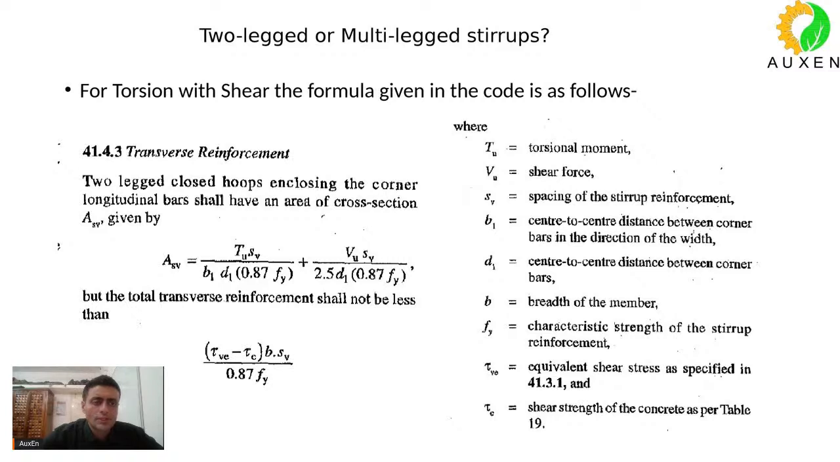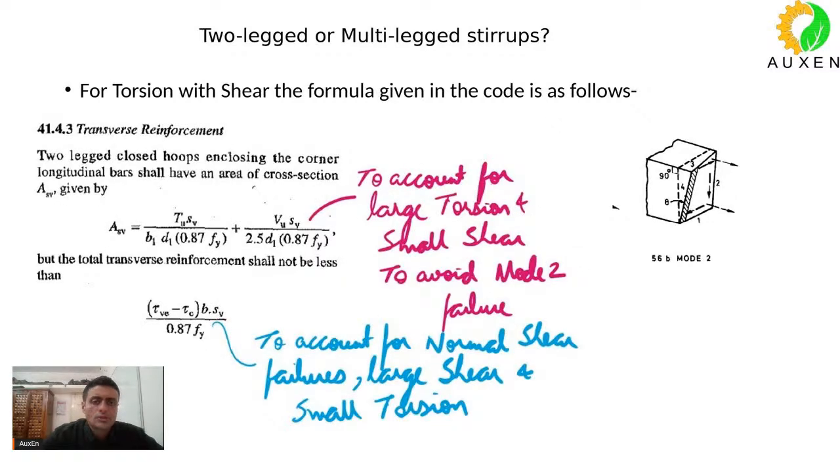So if you see on the screen, I am sharing the formula for providing the two-legged stirrups. There are two components of this formula. Two formulae are given, basically one formula above, and in the next line a second formula is given. Why are these two formulae given? Those two formulae are given, and I have just written down some notes on the screen.